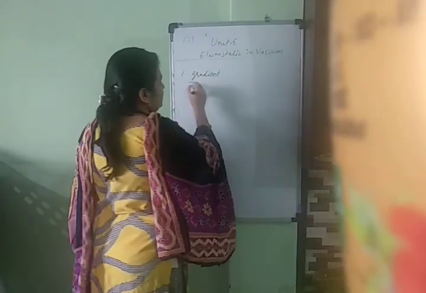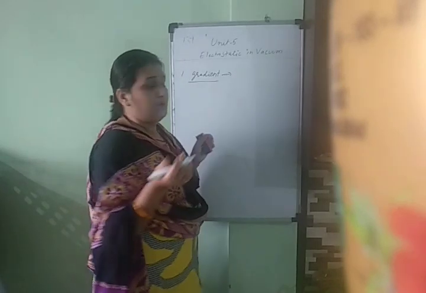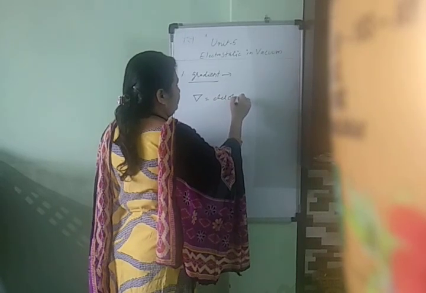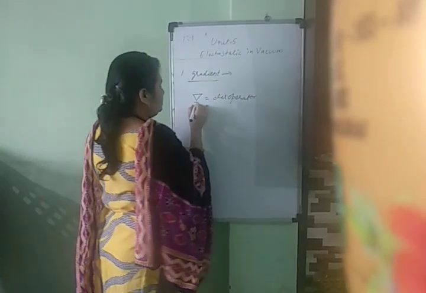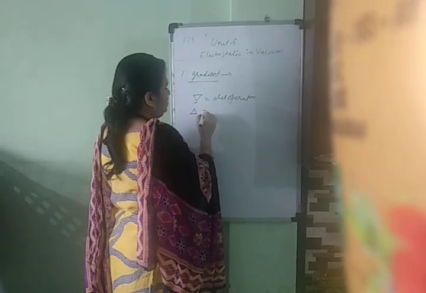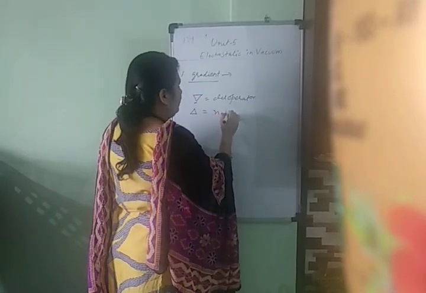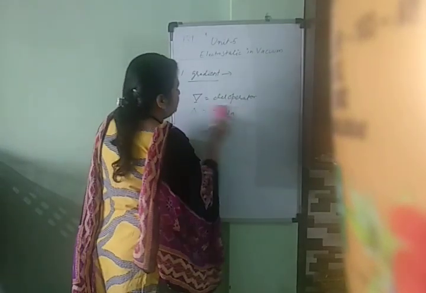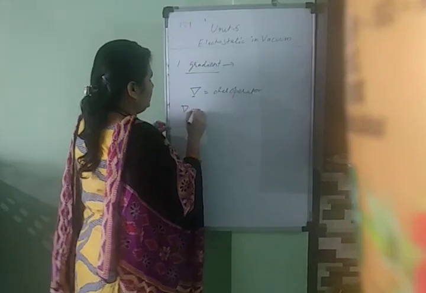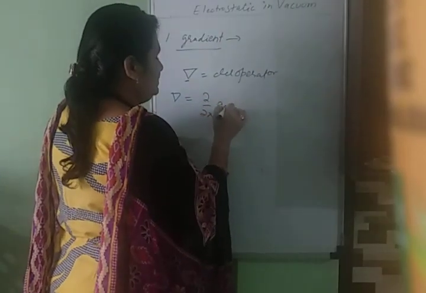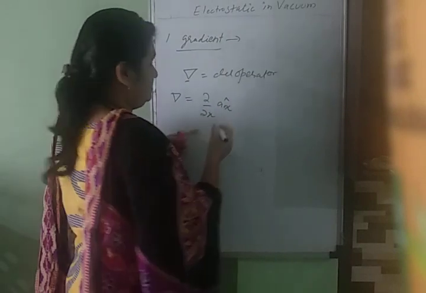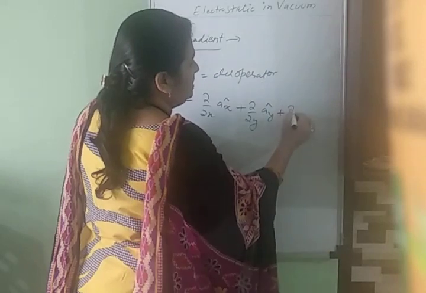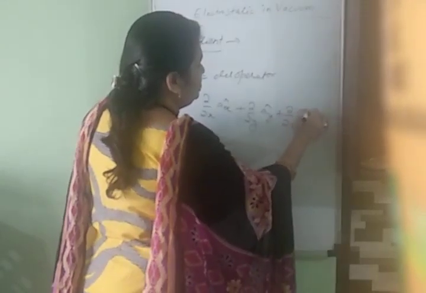Before starting the gradient of phi, first we have to know what the del operator is. This symbol, the inverted triangle, is known as the del operator. The simple upright triangle is known as the nabla operator, so the opposite of nabla is the del operator. The del operator means ∂/∂x of a_x, where a_x is the unit vector of the x field, plus ∂/∂y of a_y, the unit vector of the y field, plus ∂/∂z of a_z, the unit vector of the z field.